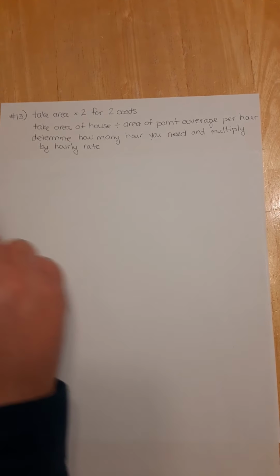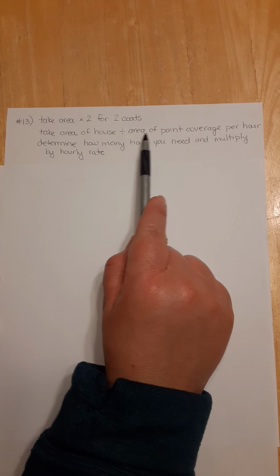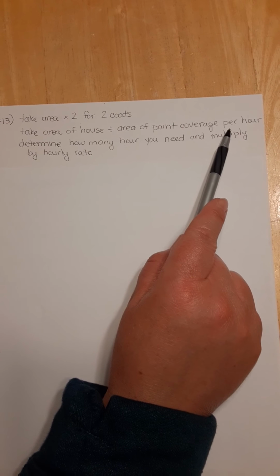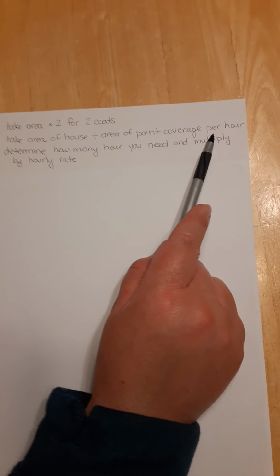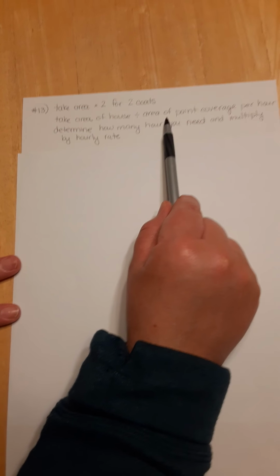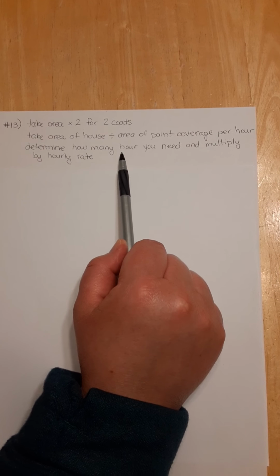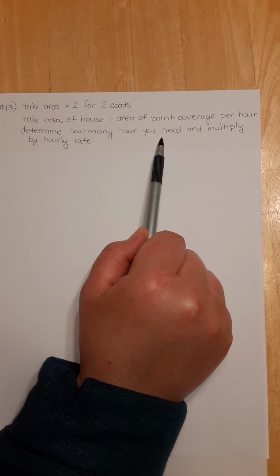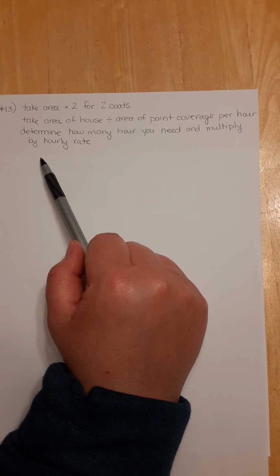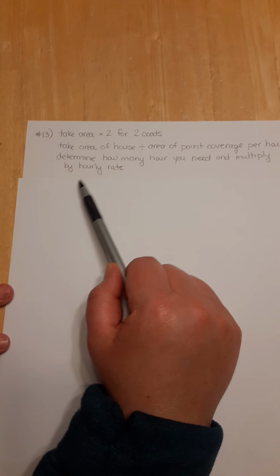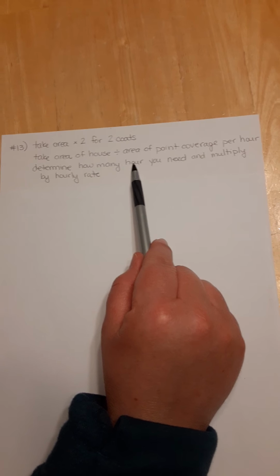You're then going to take that total and divide it by the area of paint coverage per hour. In the instructions, once again, read your instructions, it says that 65 square feet can be done per hour. So you're going to take that total you just got, divide it by 65, and you're going to get a total. That's telling us how many hours we need. Once you figure out how many hours you need, you're going to multiply it by the hourly rate, and our instructions say it's $36 per hour. So the last step is simply take the hours, multiply it by 36, and that gives you your cost.